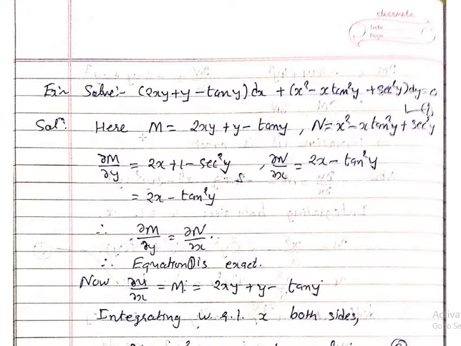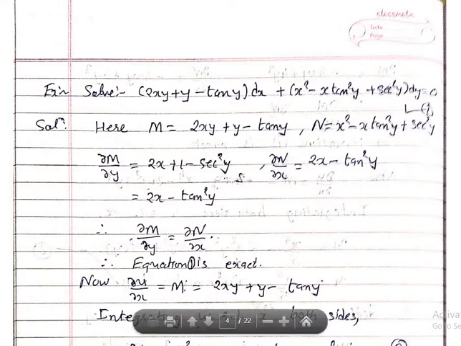So derivative of M with respect to y, that will be del M by del y, is 2x + 1 - x square y. Derivative of N with respect to x, that will be del N by del x, is equal to 2x - 10 square y. Here replacing 1 - x square with -10 square, that will give you del M by del y is equal to del N by del x, and therefore your equation is exact.